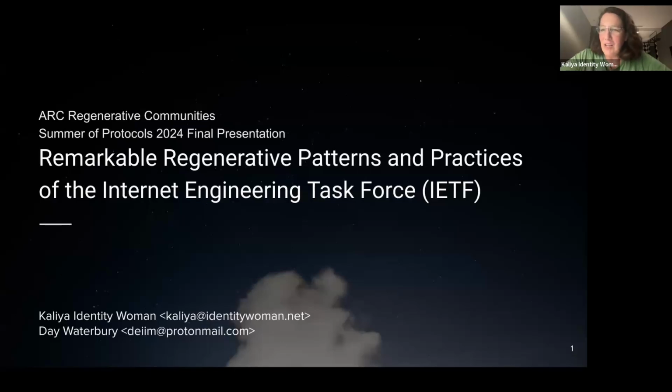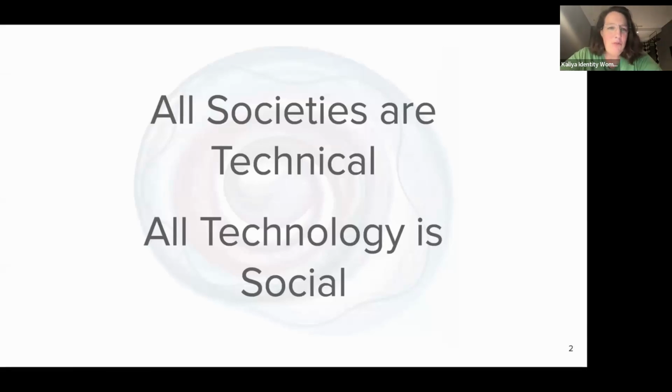So I'm Kaliya Young, and Day is also here, and we're going to share our research from this summer looking at the remarkable regenerative patterns and practices of the Internet Engineering Task Force. So to start off with, it's important that we remember that all societies are technical. They've been building tools since the beginning. In fact, our ancestors that are animals, they also use tools, and that tooling is social in that we are building tools, and there's kind of a recursive loop between technology, our social interactions, and our societies.